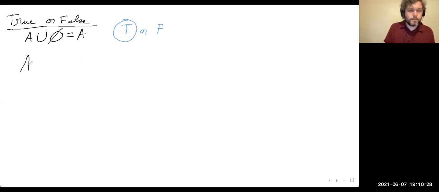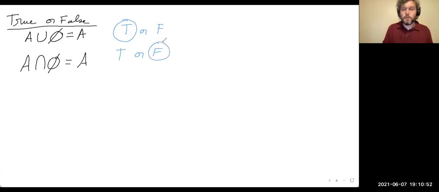What about the intersection? A intersect the empty set, is that equal to A? True or false? False, because it doesn't have common elements? Exactly right. It must be false because what do they have in common? All the elements in A, all the elements in the empty set. Well, what they have in common is the empty set.